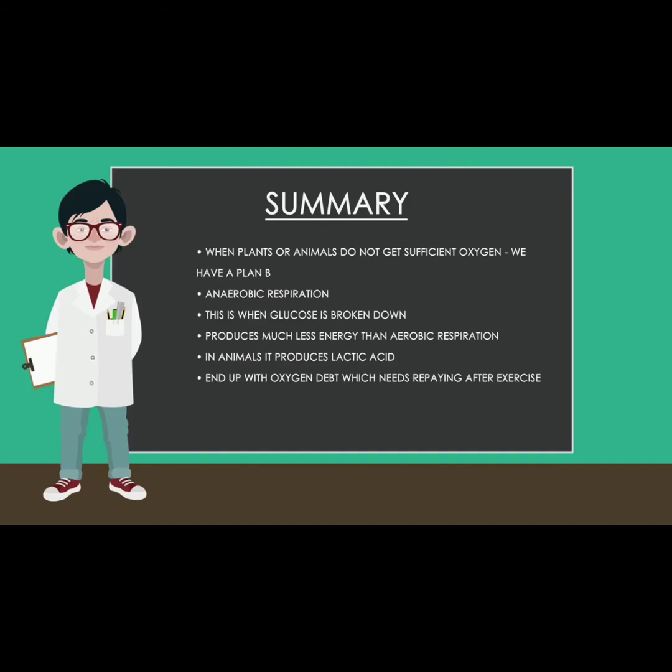This is when the glucose is broken down partially. It produces much less energy than aerobic respiration, which is why it is the second choice, and in animals it produces lactic acid as a byproduct, which causes muscle cramp, and so we end up with an oxygen debt, which needs repaying when the exercise stops.